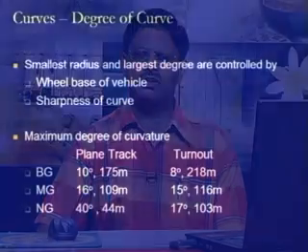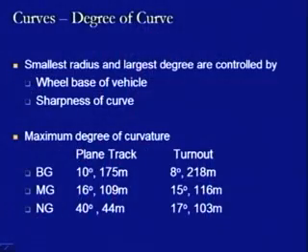Now, based on all these considerations, the maximum degree of curvature has been defined for different gauges of the tracks. We have the broad gauge, meter gauge and the narrow gauge. In the case of the plain track, the value for broad gauge is fixed at a maximum of 10 degrees. For meter gauge it is 16 degrees, because here the wheelbase is reducing, and when the wheelbase is reducing, it means it has a possibility to negotiate a sharper curve.